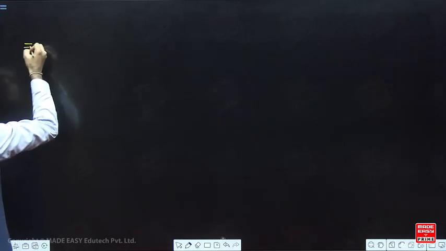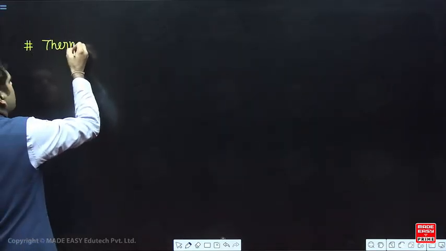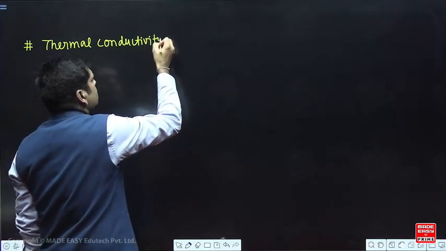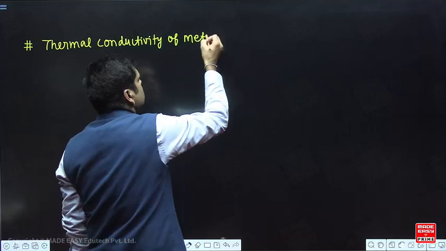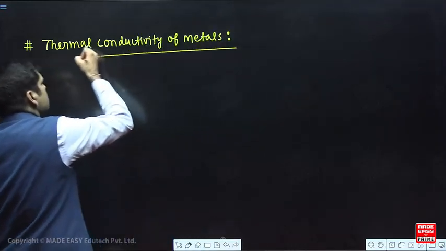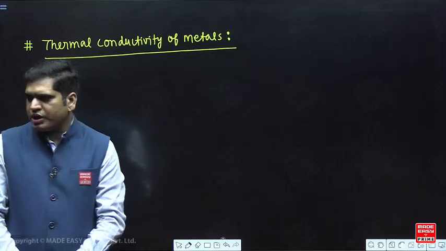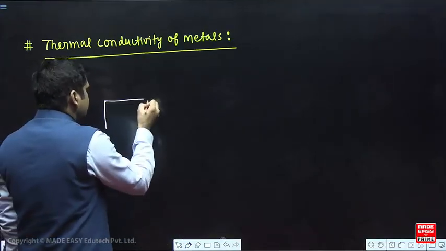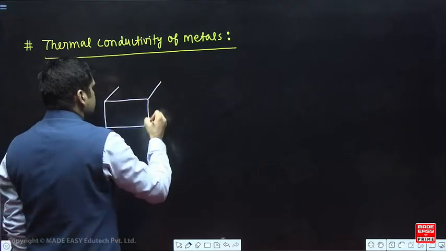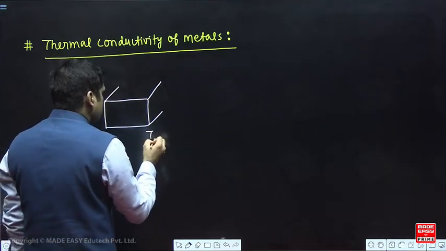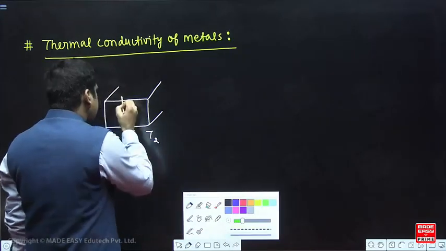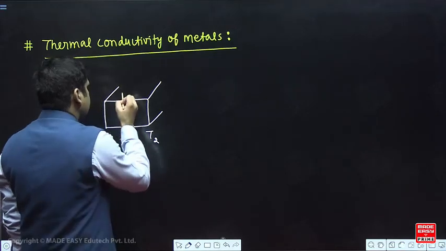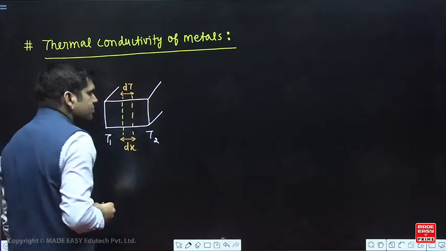Next one is thermal conductivity of metals. Thermal means heat, so it is the ability to conduct heat. Let's see. Suppose we have this material. This is T1 temperature and this is T2 temperature. We take a small cross section dx, and let us suppose in dx cross section we have temperature difference dT.